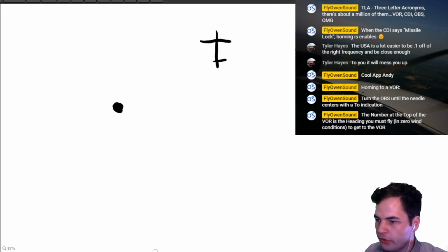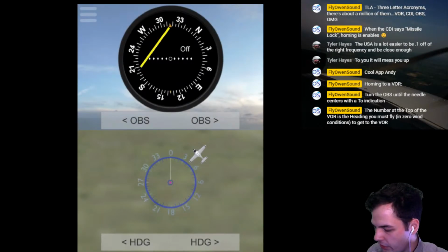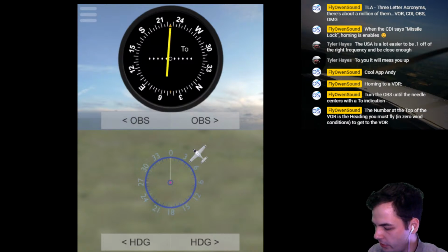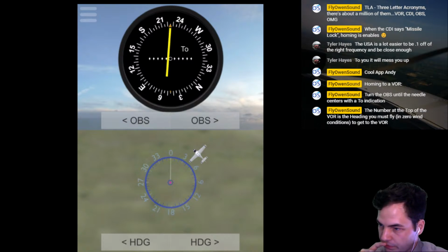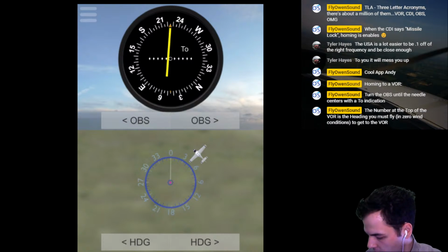So first things first, I'm going to turn the OBS dial until the needle centers. Something like that. So I centered the needle, and in this case, we do have a TO indication on the VOR, so that's good. And then, like Dave's saying, the number on the top, that's the heading to fly. So it looks like it's about 225 degrees. So I can turn to that.